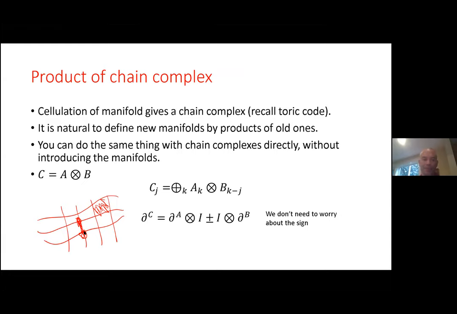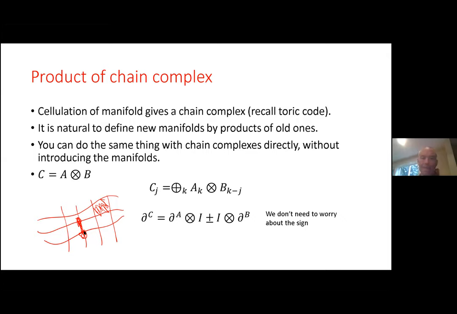Is the actual literal boundary of that one cell the two zero cells at its ends? So you can get your chain complex, and then this boundary really has this geometric meaning. It's the actual boundary of something. And you don't need to do it on a torus. You could take any other manifold, and you could cellulate it in other ways with cubes or simplices or whatever, and that can give you a chain complex. And as we said, it's natural to define a manifold by products of other manifolds. So a torus can be thought of as a product of two circles, or you could take a product of two tori and get a four-dimensional torus, or whatever products you like. You could take a product of a circle and an interval and get a cylinder.